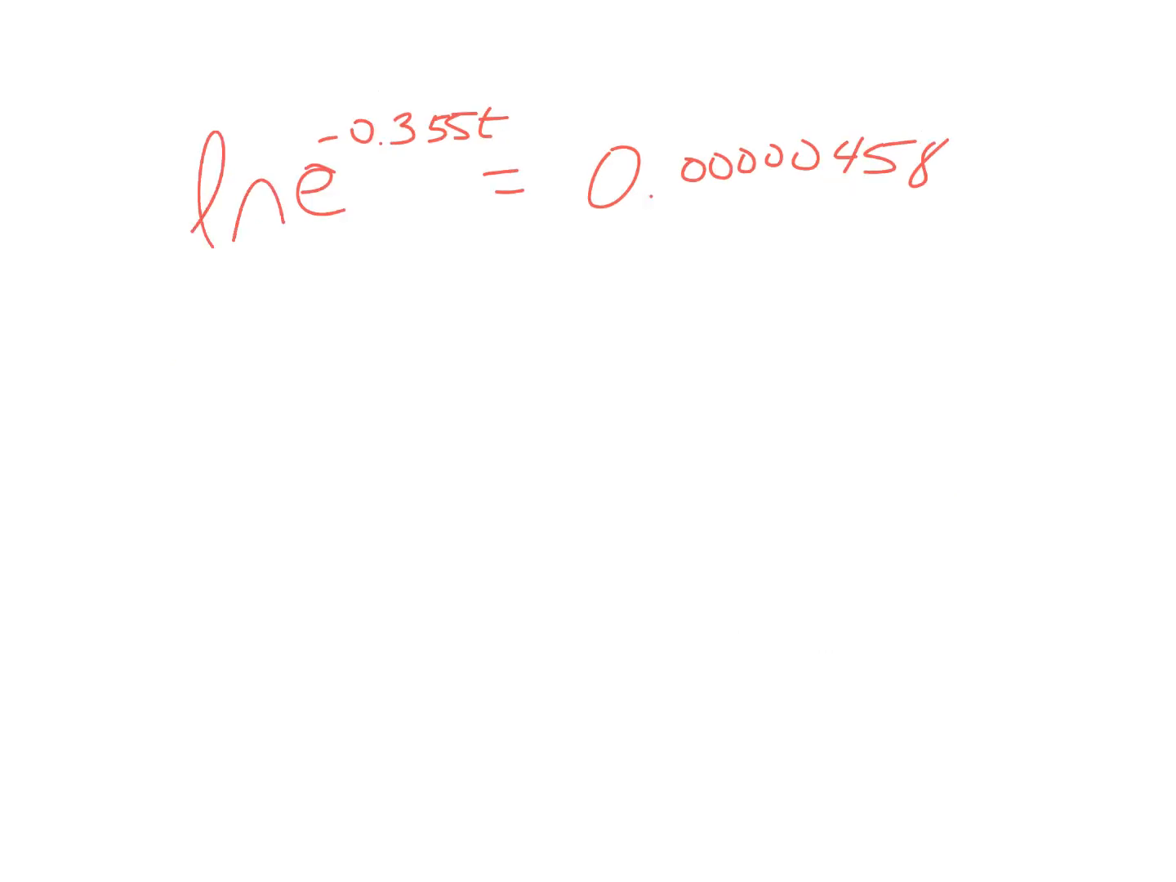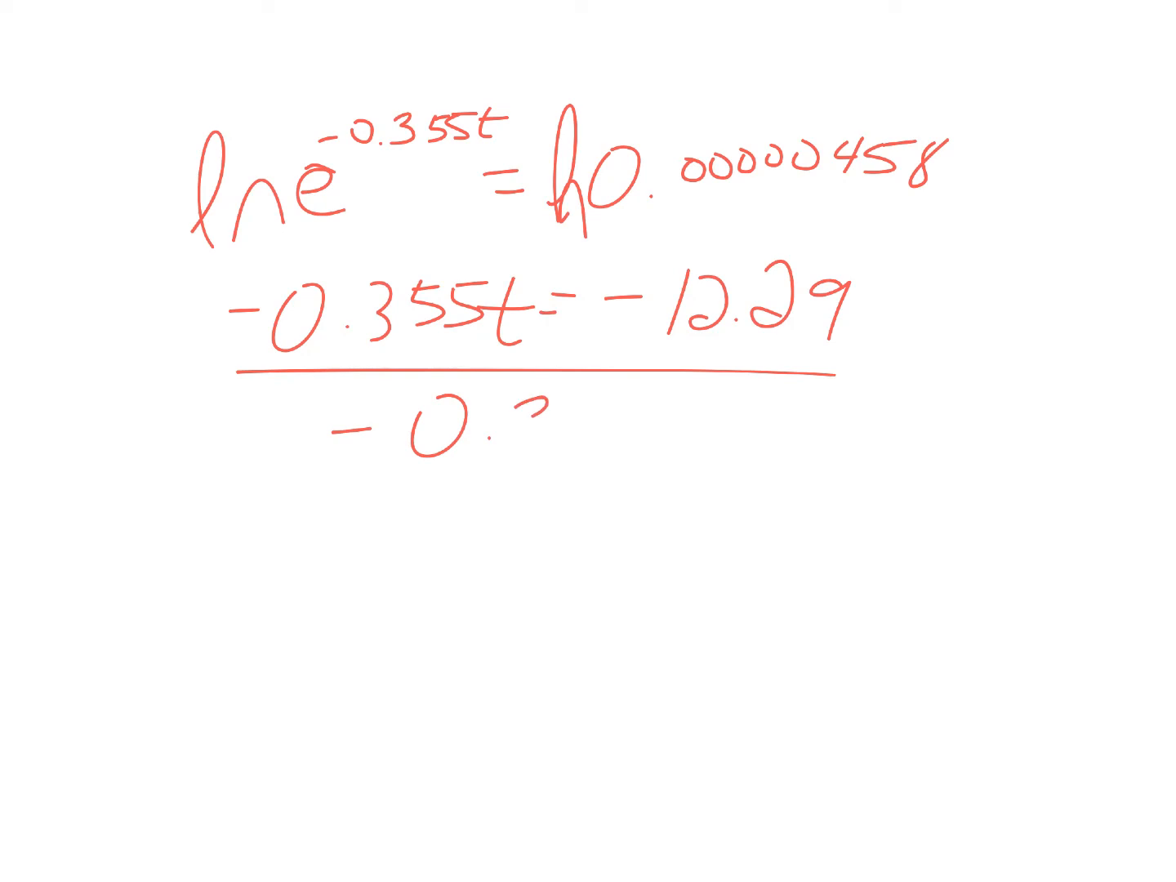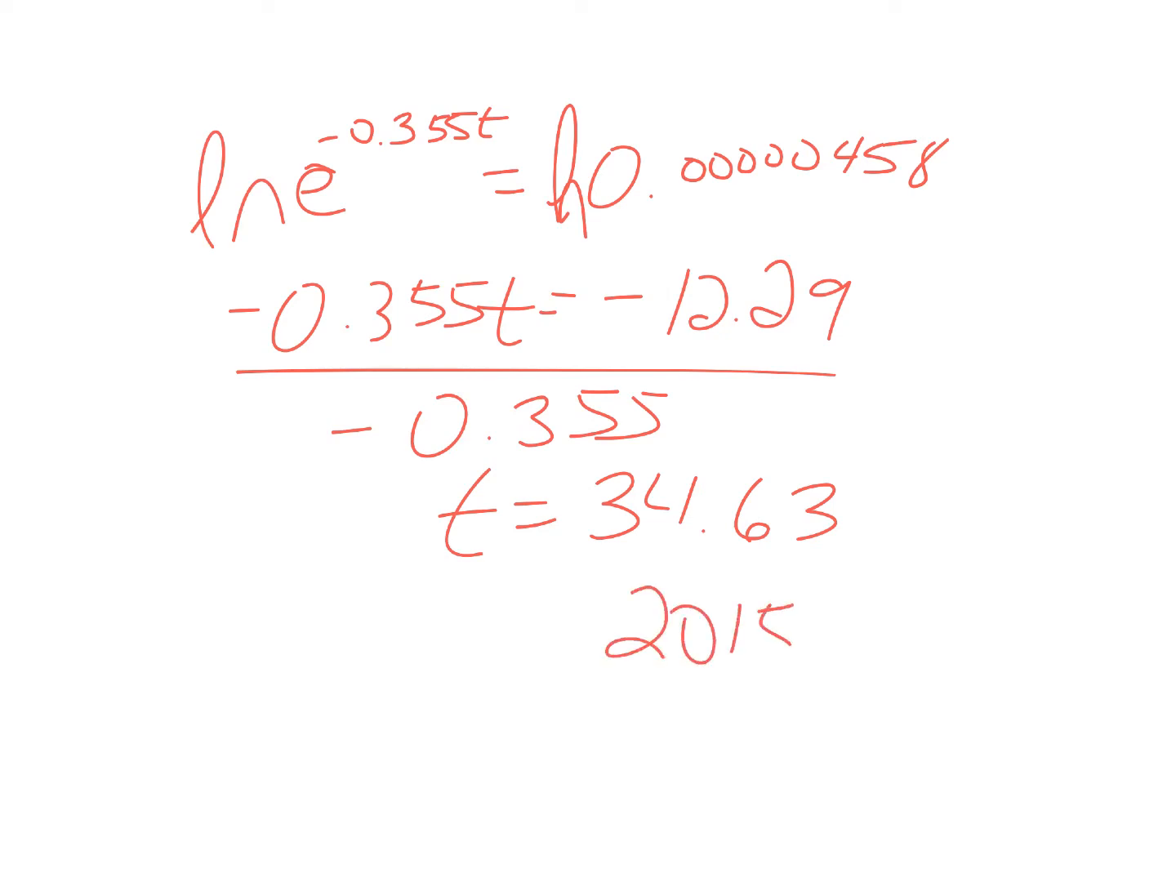So we get to this, and then you take ln on both sides, and you're going to get negative 0.355 t equals negative 12.29 approximately. Divide both sides by negative 0.355, and you're going to get t is equal to approximately 34.63, which means t equals 35. The answer is not 35 though, right? Because we need to add it to 1980. So in that case, it'll be 2015 is your answer.